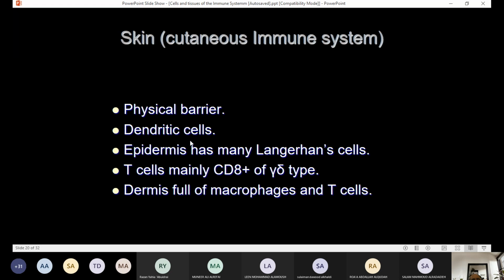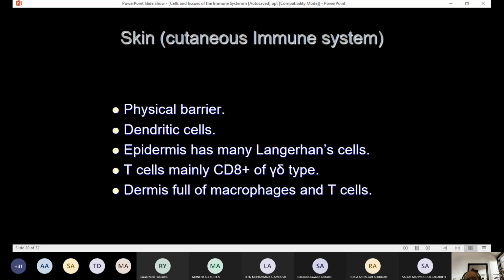We have dendritic cells, and macrophages also can be present in the skin. The epidermis has many Langerhans cells that are present there that can also provide us with protection. Langerhans cells are like macrophages. The T cells mainly present there are of the CD8 plus type, the gamma delta type that we talked about.